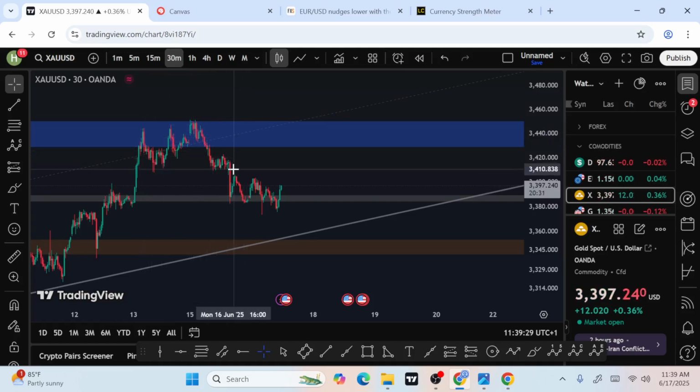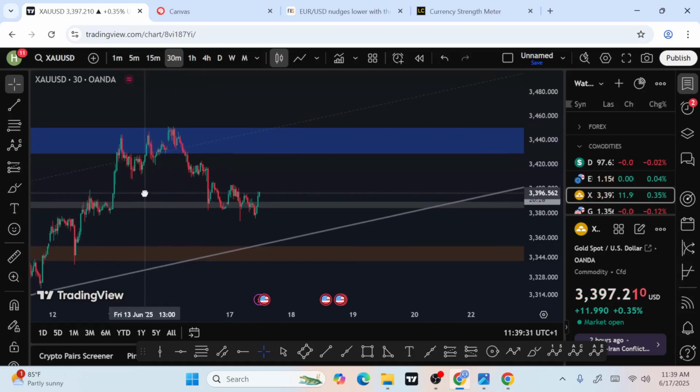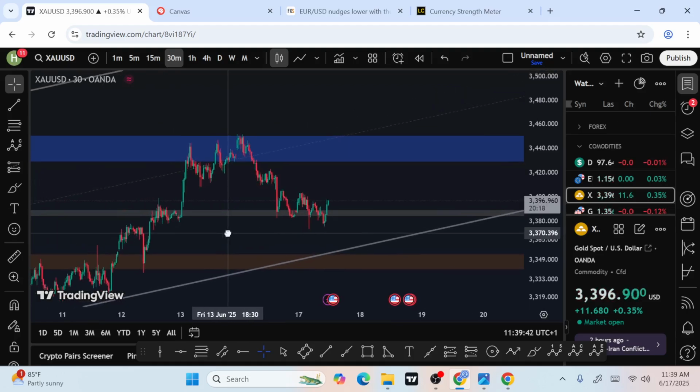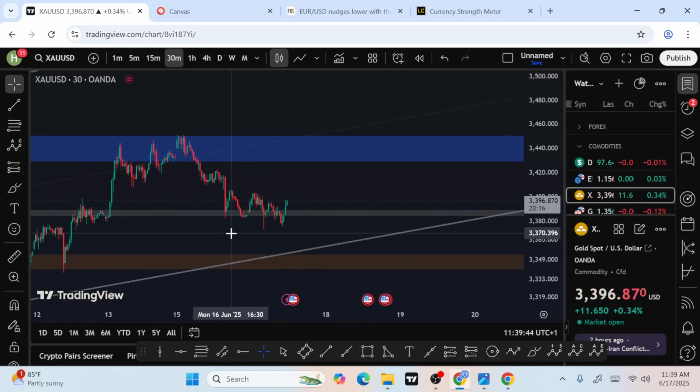It almost looks like a head and shoulders, but it's not. There's no structure. There's lower low, lower high. There's a structure. You see, yeah? It's not yet complete like that.